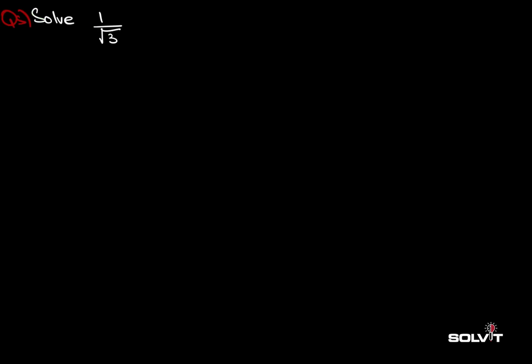If you're given a question that is to solve 1 over under root of 3, and we put this value in the calculator, the answer is going to be the same. That means the question is already in its simplified form. But we can never leave the answer in a form where there is a root in the denominator.